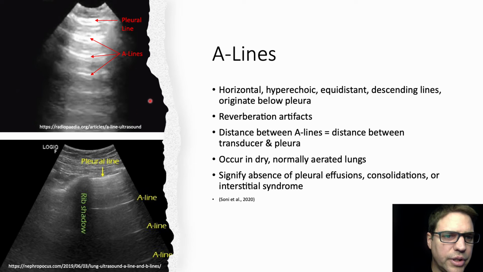And as you can see over here on the photos, this is the pleural line, transducer sitting up here, pleural line, and then these are A-lines here, these hyperechoic, horizontal, equidistant lines. And again, down here in this photo, pleural line, A-line, A-line, A-line.